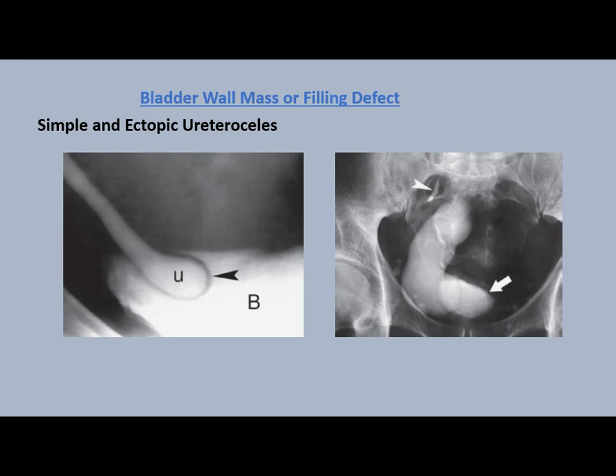Bladder wall mass or filling defect. Of course, you have two types of ureterocele. The simple one is present in the normally positioned ureter, while the ectopic one, as the name says, is located at the ectopic ureter, and this points to the normally positioned lower ureter.